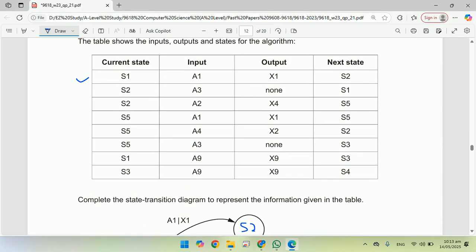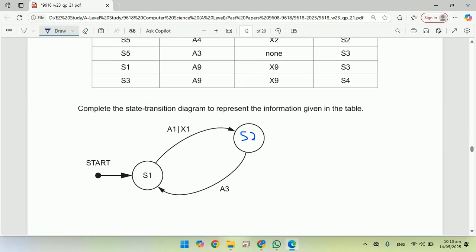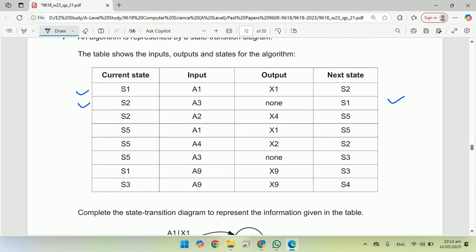Now we would have, from current state S2 to S1, that's going back, and the input is A3 and output is none. So you would have this. As you can see, you're not supposed to write this none, just to let you know. This one is transiting back to state 1. So the second thing is also done.